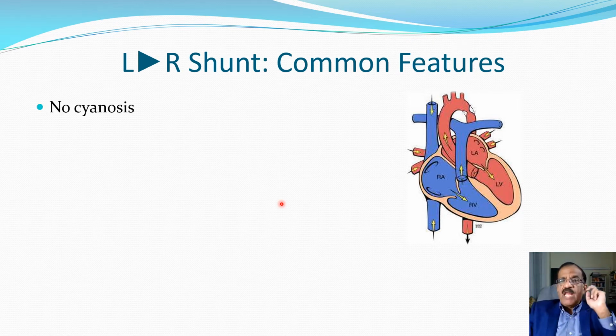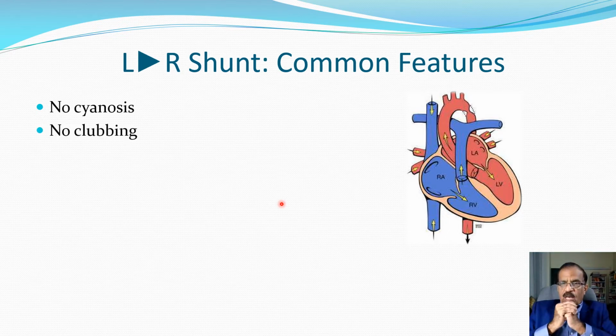Number one, there is no cyanosis, because in either of the three conditions, oxygenated blood from the left side gets shunted to the right side and passes through the lungs again. It is only an extra load on the heart, but the blood in the left ventricle, which goes on to the aorta and the rest of the body, will be fully oxygenated. No central cyanosis, no peripheral cyanosis. All right, so this is important.